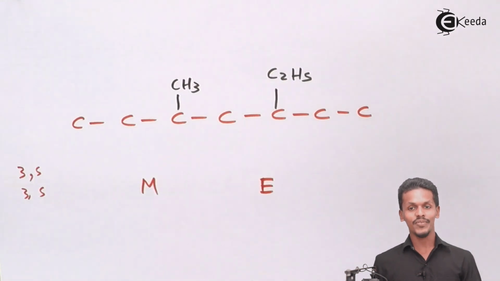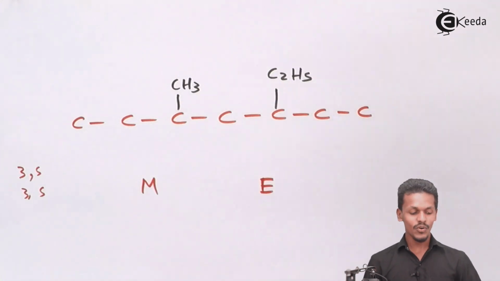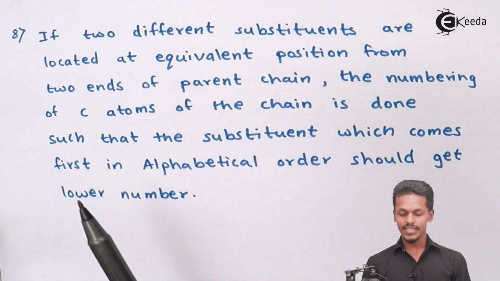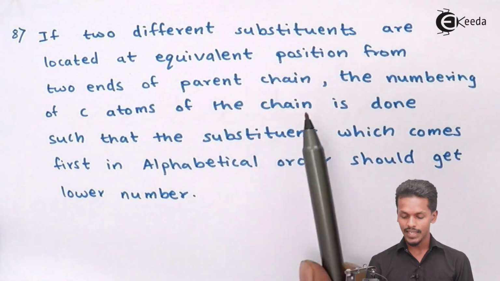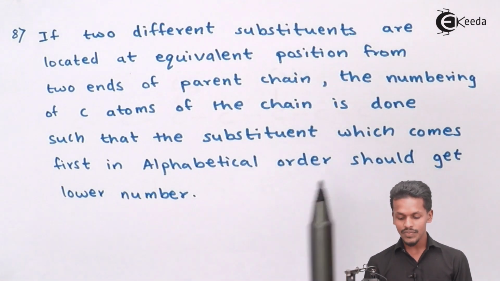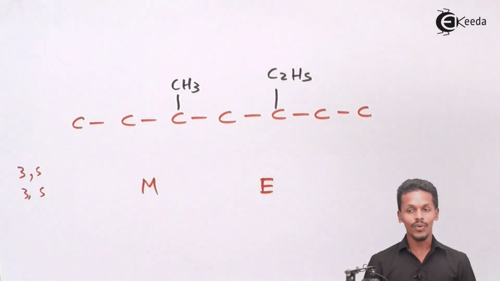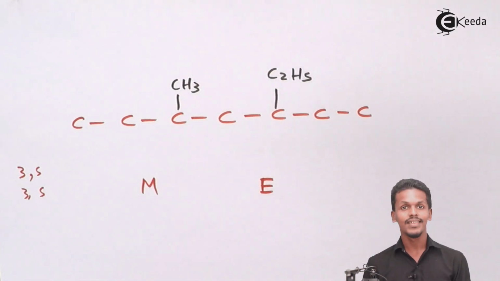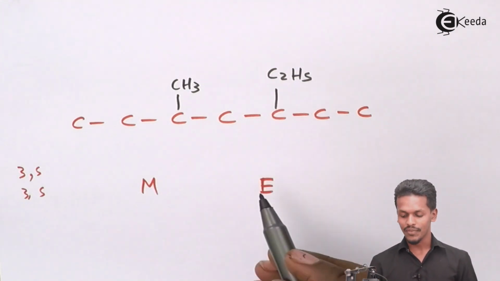So we have to number from where? From left to right or right to left? That is what we will observe in this rule. If two different substituents are located in equivalent positions from the two ends, then the numbering of the carbon atoms of the chain is done such that the substituent which comes first in alphabetical order gets the lowest number. In this case, ethyl comes first in alphabetical order, so the numbering will start from the corner where it gets the lowest number.